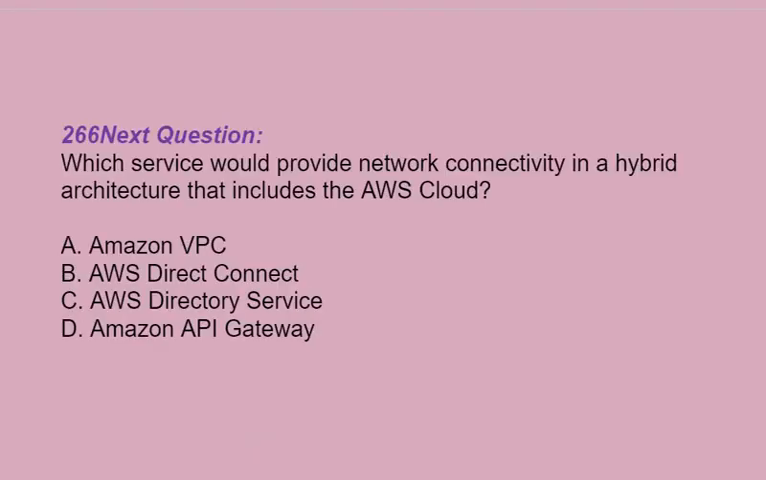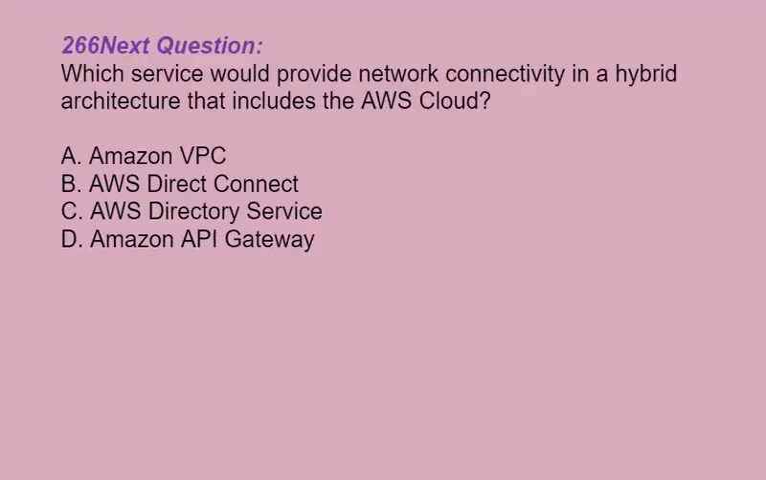Question is, which service would provide network connectivity in a hybrid architecture that includes the AWS cloud? Option A, Amazon VPC. Option B, AWS Direct Connect. Option C, AWS Directory Service. Option D, Amazon API Gateway. Correct answer is option A.